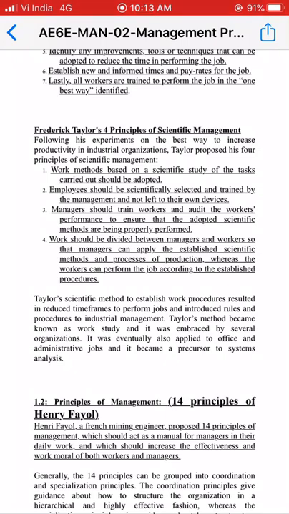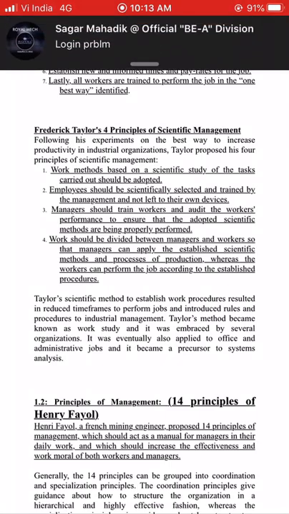Overall, F.W. Taylor's scientific method is applied to increase the productivity of the employees and finally to increase the productivity of the organization. So this is about F.W. Taylor's scientific approach. Now we will see the next topic.